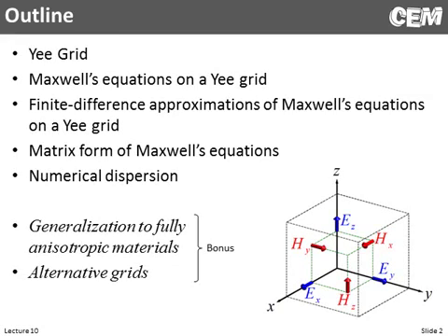So I'll introduce the Yee grid, then Maxwell's equations on the Yee grid, and then we're going to go through one at a time all 6 of Maxwell's curl equations and approximate the derivatives, and we'll spend a bit of time doing that. Then once we have all those finite difference approximations, we're going to be ready to put Maxwell's equations into matrix form. Once we're there, we can discuss some other things like numerical dispersion. I'll very quickly show how to generalize this to fully anisotropic materials, but we're definitely not going to do that in this class, and show you some alternative grids. But for this class, we are just going to do ordinary isotropic materials.